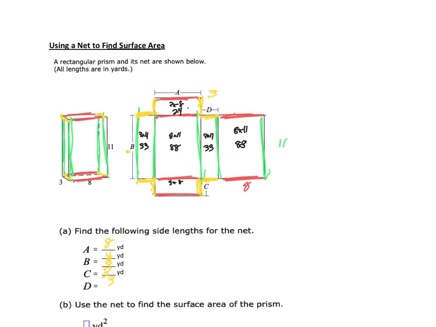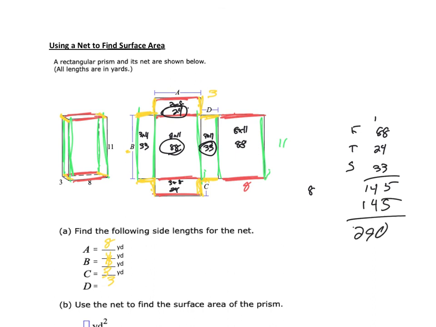So this is the same strategy we did earlier, front, top, side. So we've got our front, we've got our top, and we've got a side. And then we can just add them up times 2, or now we can just add them all up. 88 plus 24 plus 33, 145 is what we see, so we don't see 145 for a total of 290. And it says all lengths are in yards, so 290 square yards is my final answer.